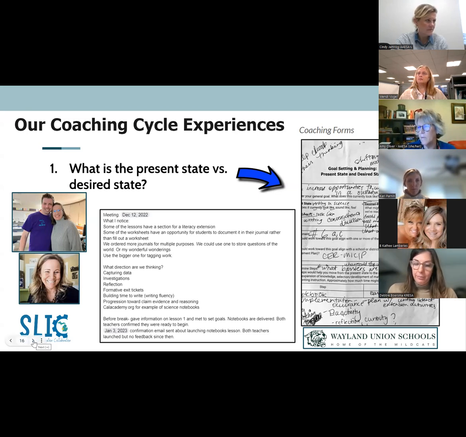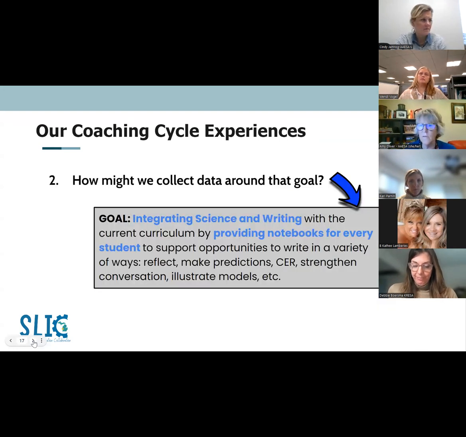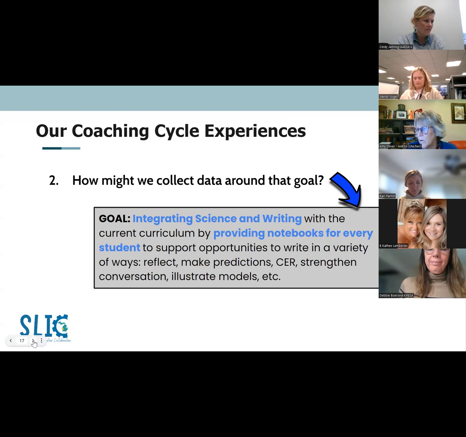The next step, their goal ended up being, if you want to jump to the next slide for me, Wendy, thanks. Their goal ended up being integrating science and writing with the current curriculum by providing notebooks for every student to support opportunities to write in a variety of ways. And then you can see, again, a little bit about what they were looking for.